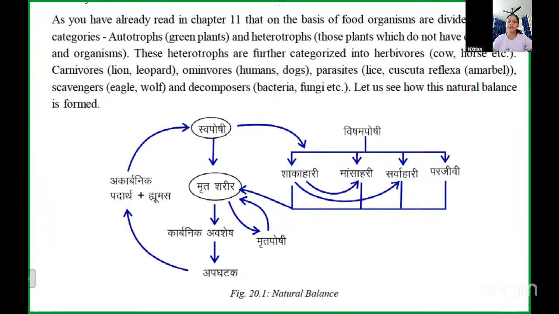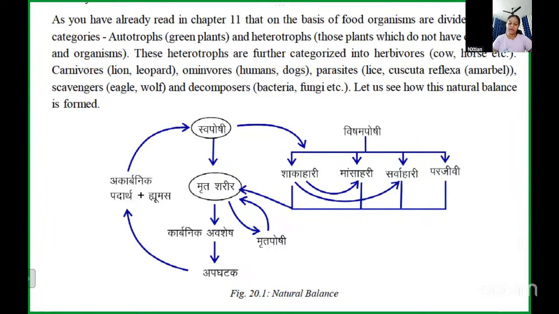The classification of heterotrophs is in three categories: herbivores, carnivores, and omnivores. Herbivores eat only plants, such as cow, horse, and all. Carnivores eat only the flesh of other animals, such as lion, leopard. Omnivores eat both plants and flesh or meat, such as humans, such as bear.